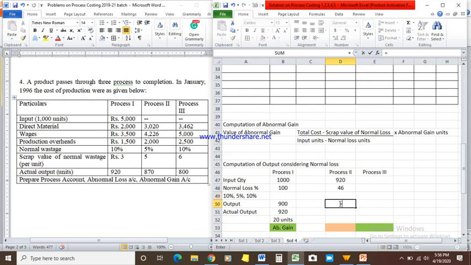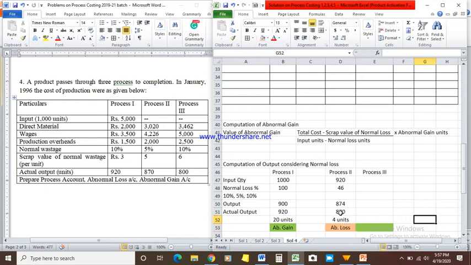So the normal output should be 920 minus 46, which is 874, which means we are supposed to get 874 units, but the actual output is just 870. So there is a gap, 4 units we have received less, so we call this abnormal loss.